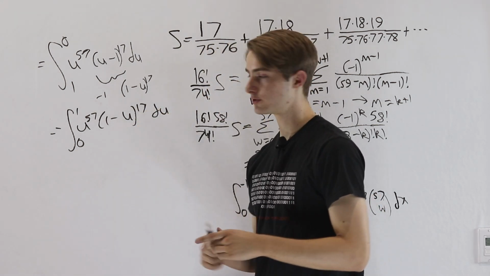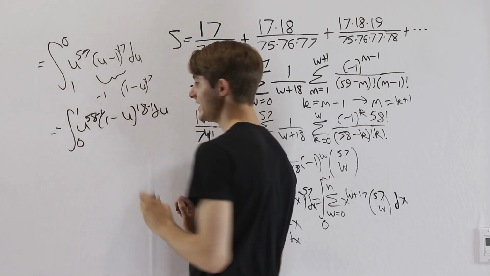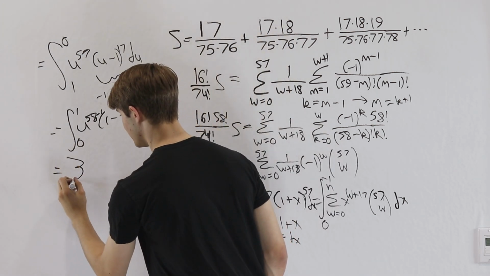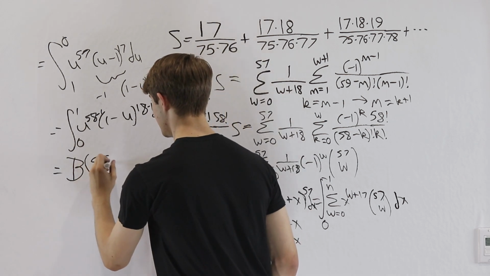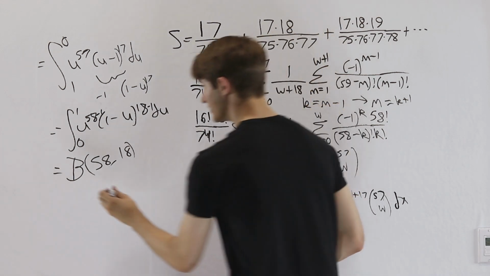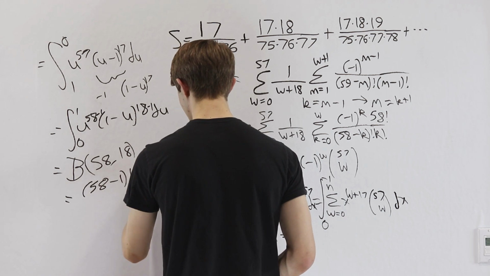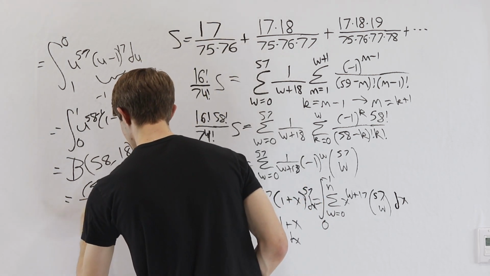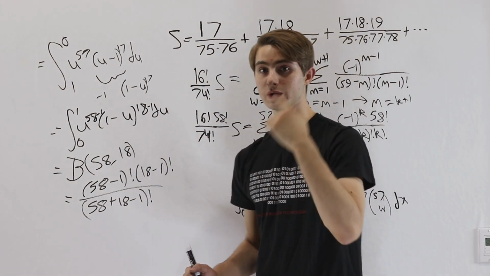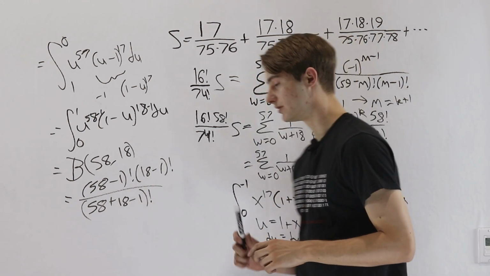Now the last thing I'm going to do before we evaluate this is write 57 as 58 minus 1 and 17 as 18 minus 1. And what this does is it actually puts the integral in the form of something called the beta function of 58 and 18. And I've already done a video on this. You can find the proof in the description that this is actually going to be equal to 58 minus 1 factorial times 18 minus 1 factorial over 58 plus 18 minus 1 factorial, just like that. So we have evaluated this integral very easily. Again, link in the description. And this is all we have left for our sum.